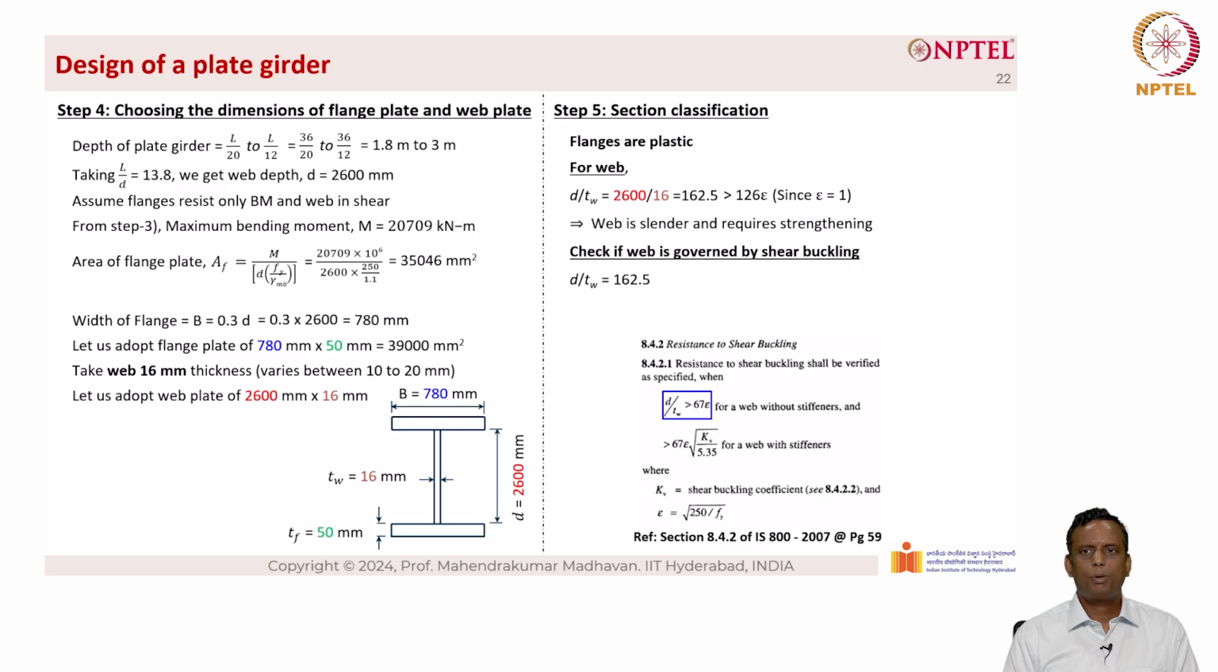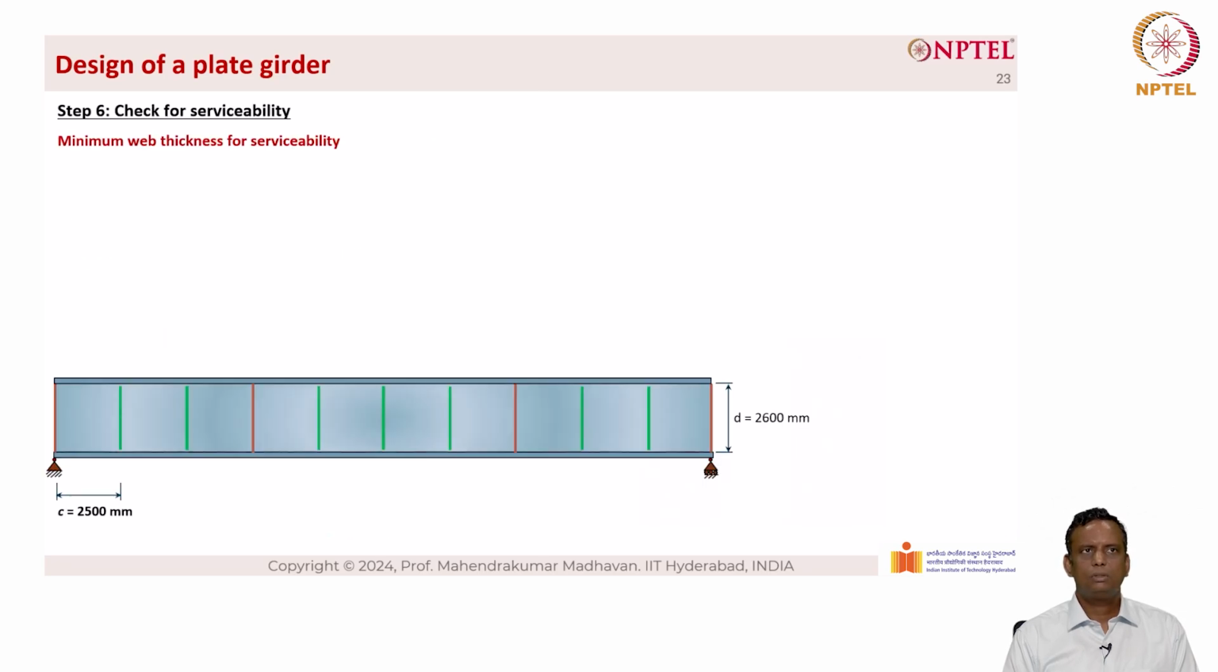Clause 8.4.2.1 shows the resistance to shear buckling shall be verified as specified when d by t_w is greater than 67 epsilon for web without stiffeners. So it is greater than 67 epsilon, which means that the web also requires a check for shear buckling. Now let's look at step number 6, which is check for serviceability.